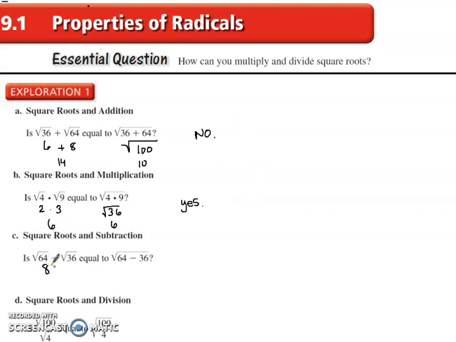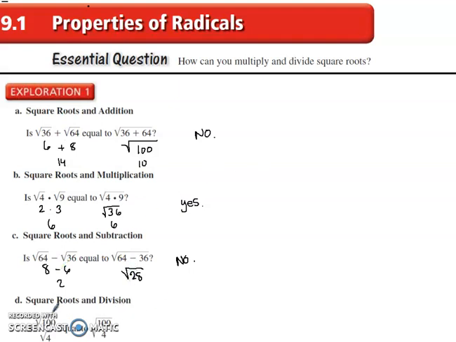With subtraction, 8 minus 6 is 2. 64 minus 36 is going to be 28. And the square root of 28 is not 2. So this is going to be not true as well. So just like with addition, we cannot combine two radicals with subtraction.